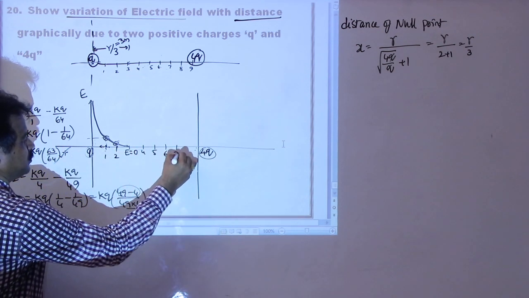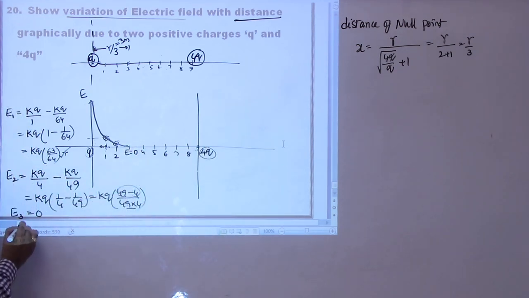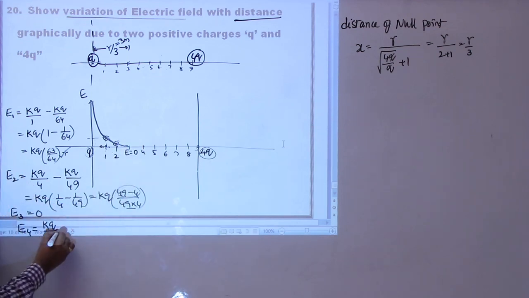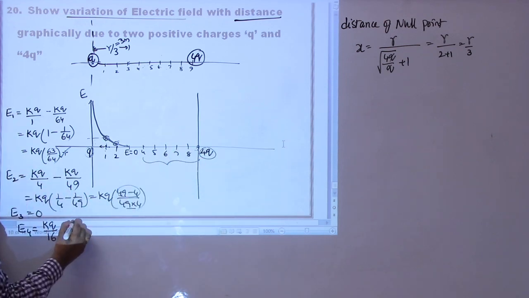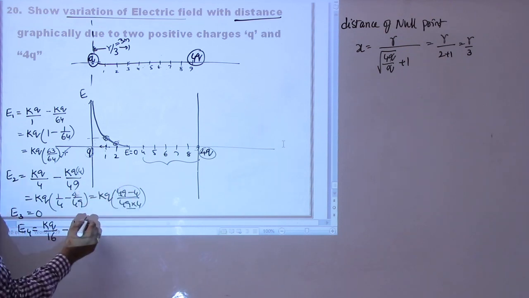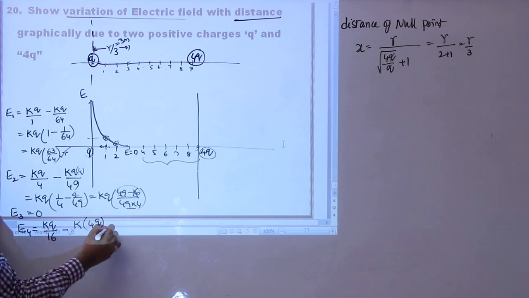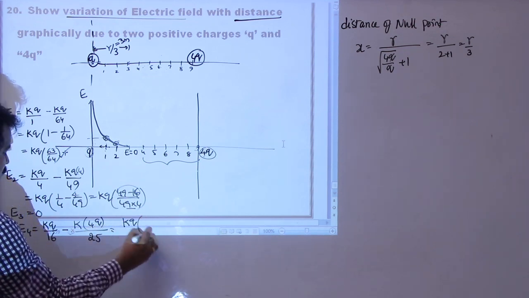Now let me take this as 0.3, 0.4, 0.5, 0.6, 7, 8, this is 9. Now at 0.4, what is the electric field? E at 4 is given by 1 by 4 pi epsilon naught q by, this distance is 4, squared 16, which is in this direction, minus this distance, this will be 5, that is k into 4q by 5 squared, which is 25.